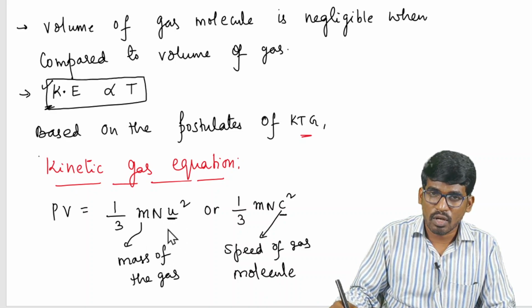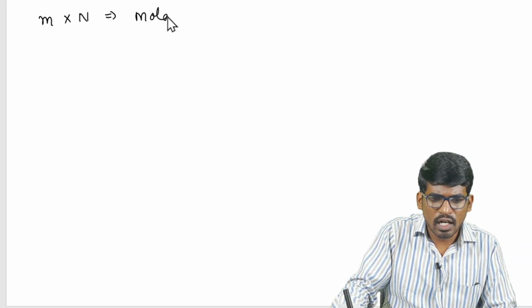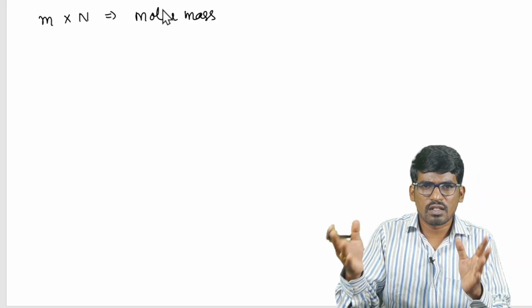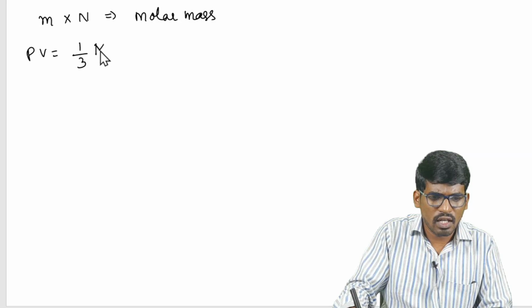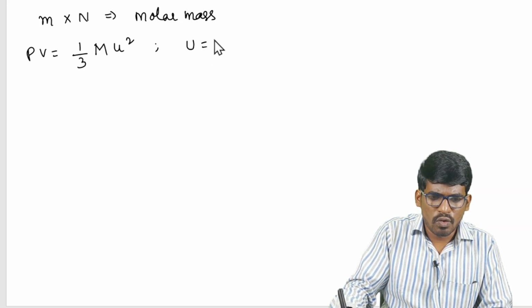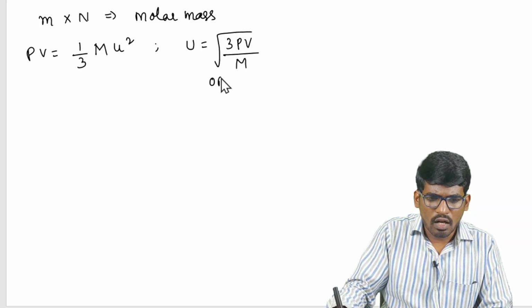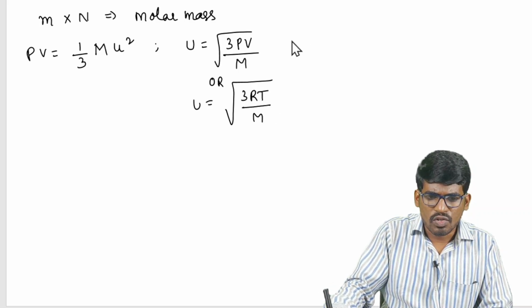is the Avogadro number, for 1 mole of the substance. But we know that mass into Avogadro number can be taken as molar mass, because the mass of an Avogadro number of molecules is the molar mass. Then PV = 1/3 Mu², where molar mass I am indicating with capital M. Of course, this u can be written as the root of 3PV upon M, or I can write it as u = √(3RT/M), because you are aware of it.